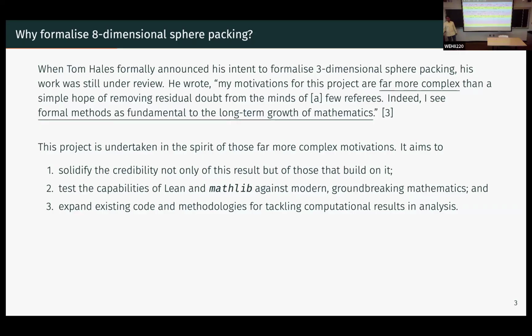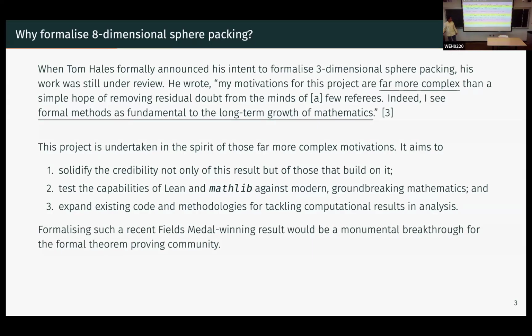So I'll talk a little bit about a rather surprising thing that came out of our project, which was a tactic, which is currently being PR'd to Mathlib. So I'll talk about these things. And formalizing something like this would be a huge breakthrough for the theorem proving community in particular.